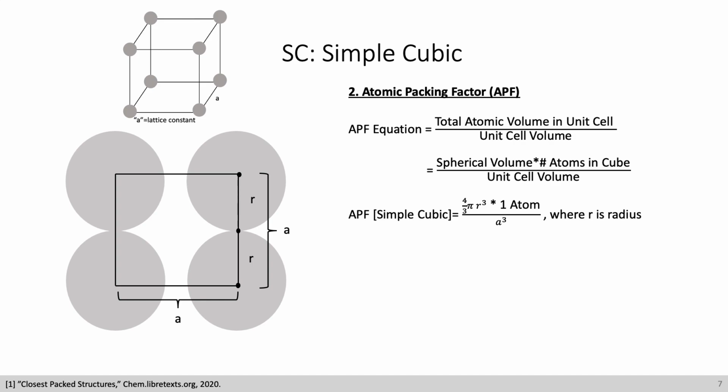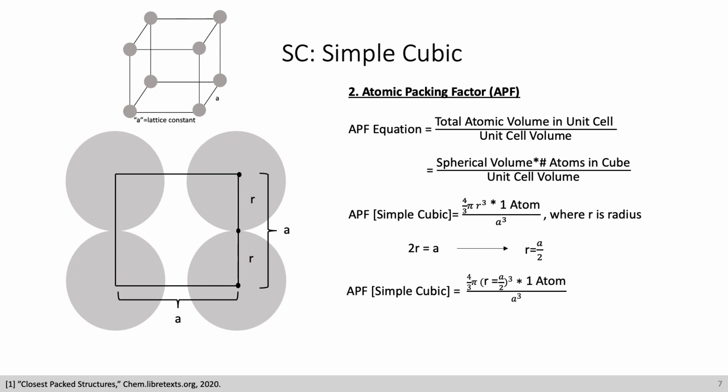To calculate this, we do 4/3 pi r cubed, which is the spherical volume, times the one atom we found in the previous slide, divided by a cubed, because this is a simple cubic structure that is a cube, and so the volume would be a to the third. And r is the radius of our spherical atom. We know that 2r is equal to a from the figure on the left, and so solving for r, we can find that r is equal to a over 2.